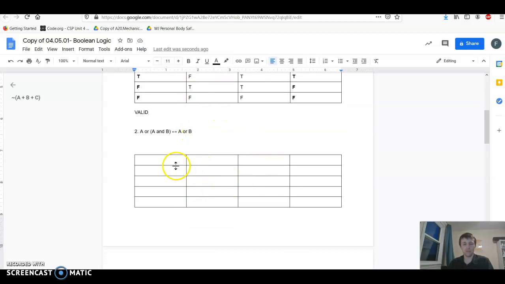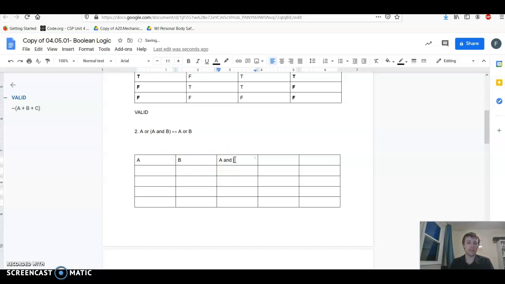For the second one, you can insert a column to the right, because we will need a total of 5 columns. We would need to figure out A, B, A and B, A or A and B, and last but not least, A or B. So hopefully the pattern is catching on here. I'm just going to go ahead and reveal the answer, because this is a case where it's not a valid equivalence relation, and I want to point out why. So we're going to have true, true, false, false, true, false, true, false.